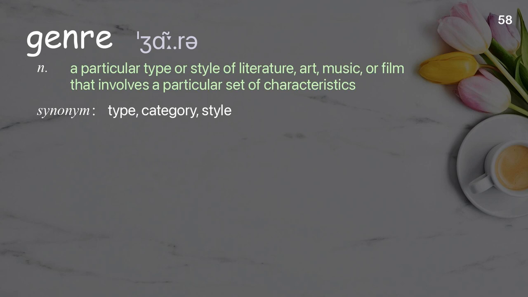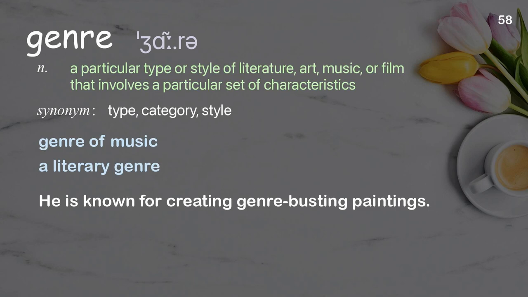Genre: a particular type or style of literature, art, music, or film that involves a particular set of characteristics. Examples: genre of music, a literary genre. He is known for creating genre-busting paintings.